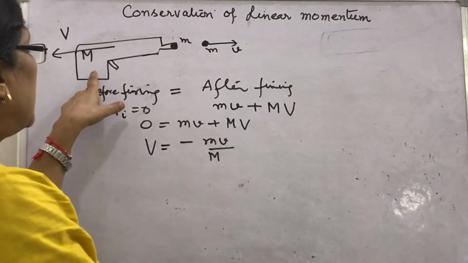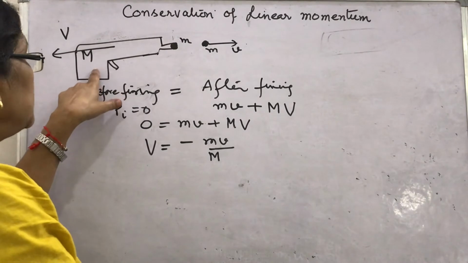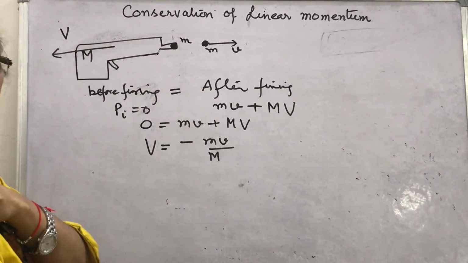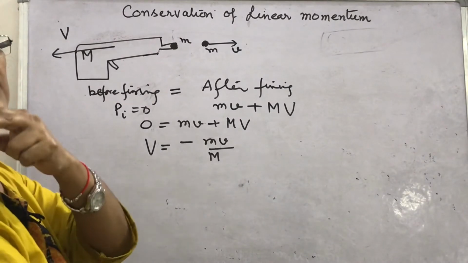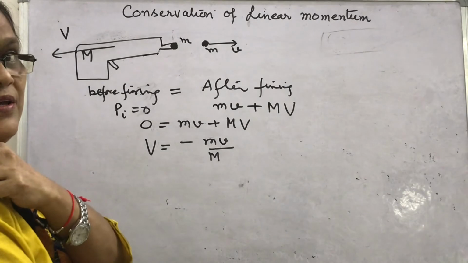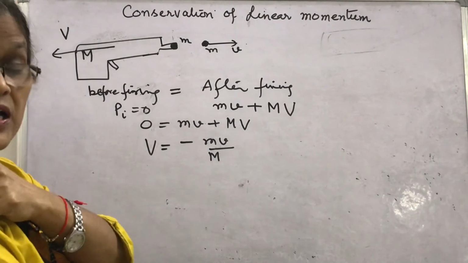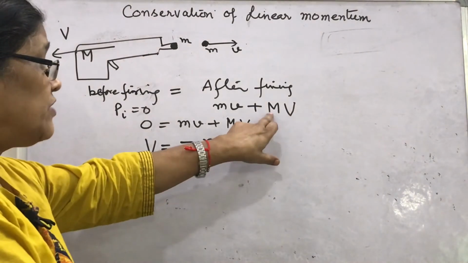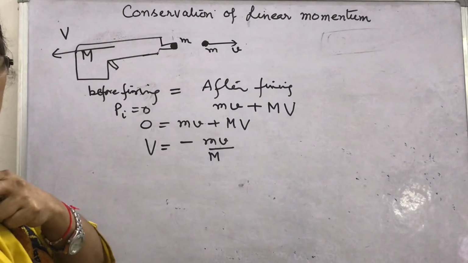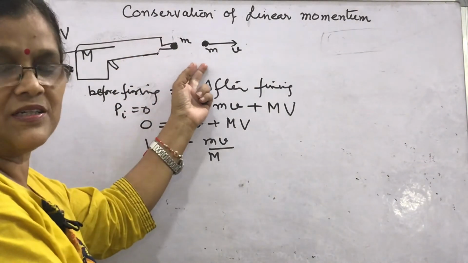One more thing, during the firing, the person who is firing should hold this gun tightly with the body. Why? Because if the gun is held tightly, then gun's mass and body mass will make a combined system of larger mass. If the mass is larger, then the velocity of recoil will be lesser. So that's why it is done.